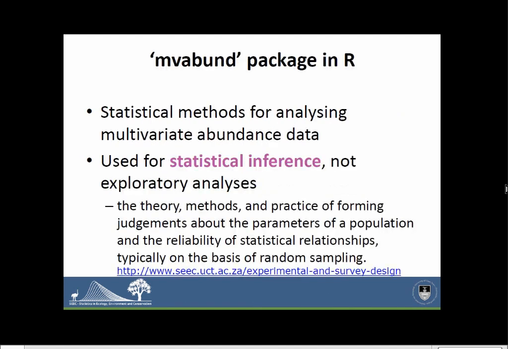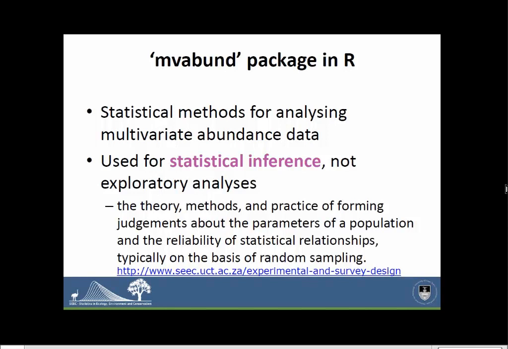So today we're going to talk about the mvabund package. It was developed by Professor David Warton. He's based in Sydney at the University of New South Wales. And he visited us last year and did a course trying to introduce these analytical methods to us. And it's not used for exploratory analysis. It is used for statistical inference.